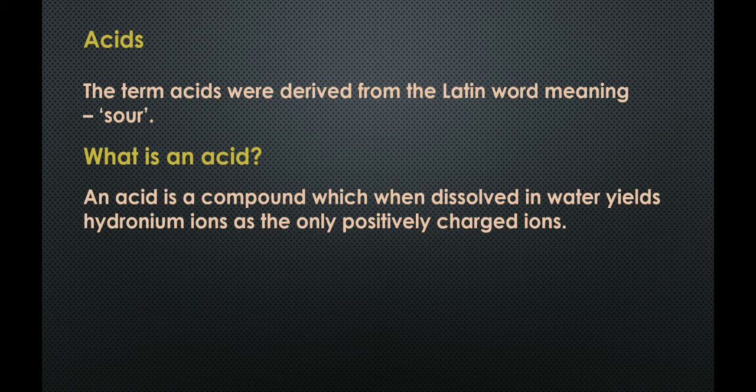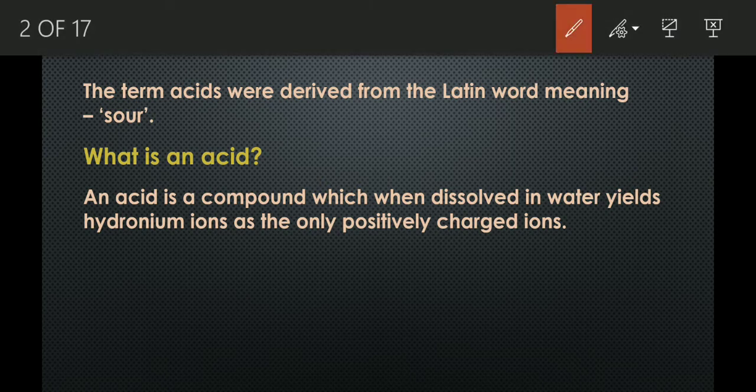Now the term acid has been derived from a Latin word which means sour, because this is associated with the sour taste of the fruits. Now what is an acid? An acid is a compound which, when dissolved in water, produces hydronium ions as the only positively charged ions.